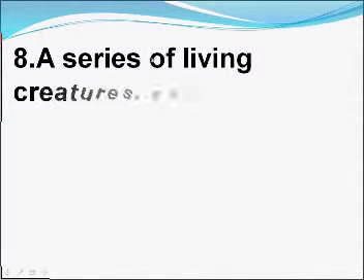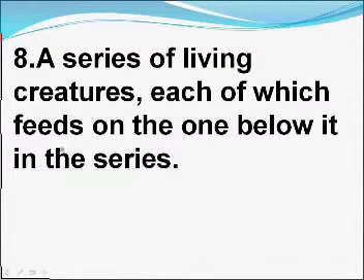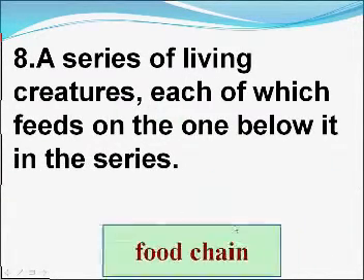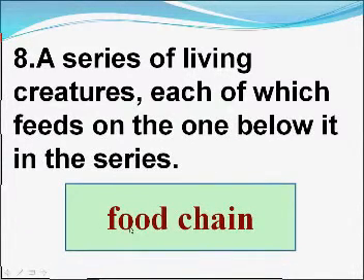Next, a series of living creatures, each of which feeds on the one below it in the series. So if we have a group or series of living things, each of which feeds on the one below it in the series, what do we call that situation? Actually, it's a food chain. So now we know the meaning of the word food chain.